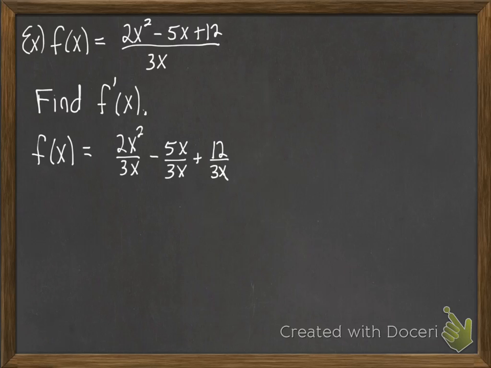And in simplifying, we get that f of x is 2x over 3 minus 5/3 plus 4 over x. And now we can start to take the derivative. It's now in a really good format to do the derivative.